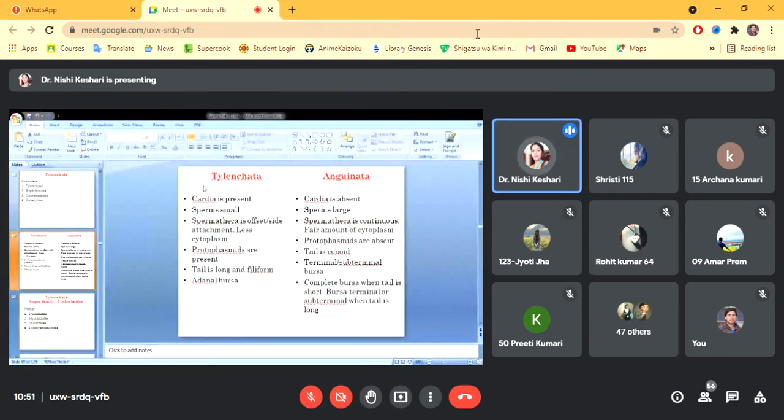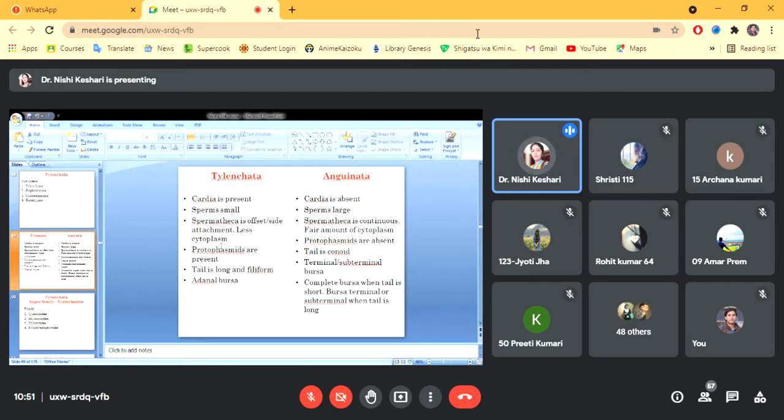Here the sperms are small, here sperms are large. Spermatheca is offset or side attachment. That is it is having less cytoplasm. Spermatheca, you just have seen that in female reproductive system there is a swelling just below the ovary, that is called spermatheca, where the sperms are stored. So when the egg passes through that spermatheca, it is fertilized with the sperms.